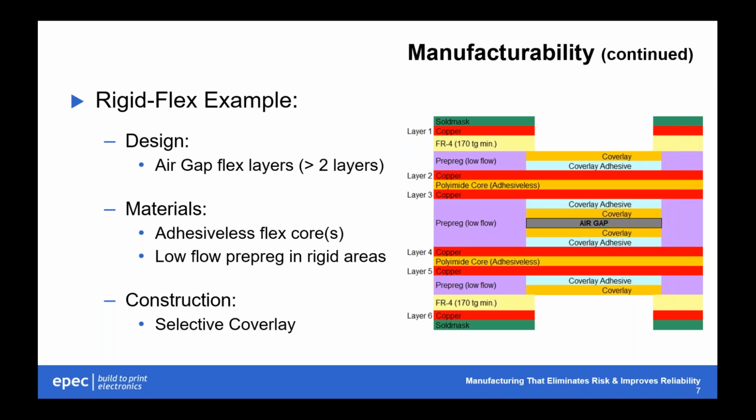The second critical element of this configuration is the materials. Specifically, the flex cores are defined as being adhesiveless, and in the rigid sections, the lamination is accomplished by utilizing low-flow prepregs. The other key element in this construction is in the coverlays, where a selective coverlay construction is utilized. The coverlays are applied specifically and exclusively to the exposed flex sections. They do not extend into the rigid sections.